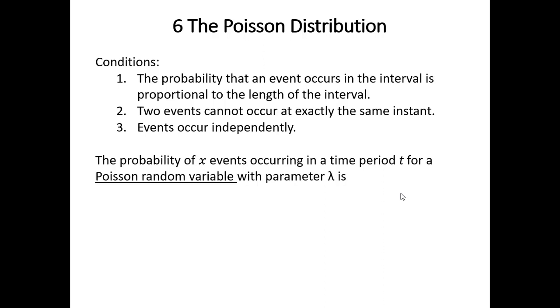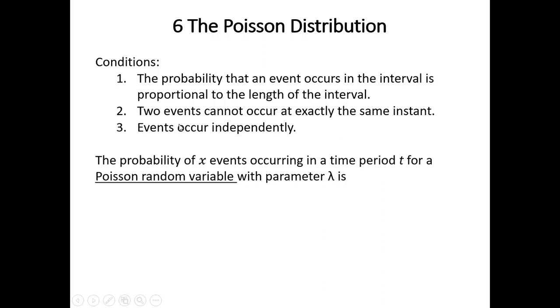Okay, another distribution here is the Poisson distribution. So here we have the following conditions. The probability an event occurs in the interval is proportional to the length of the interval. All right, so that's one condition. The second, two events cannot occur at exactly the same instant. And the third is that events occur independently.